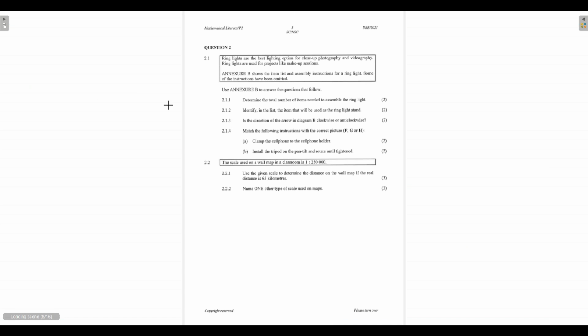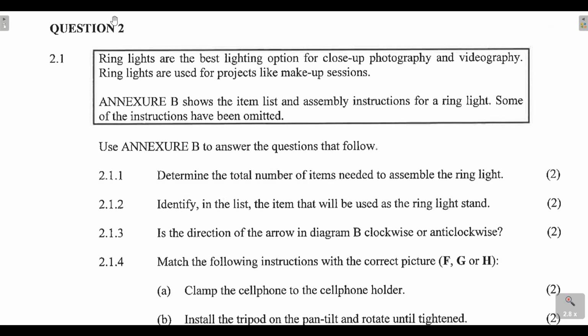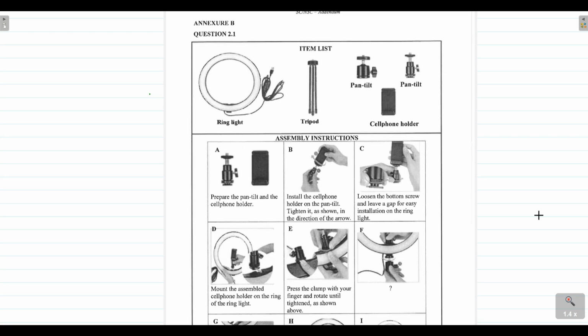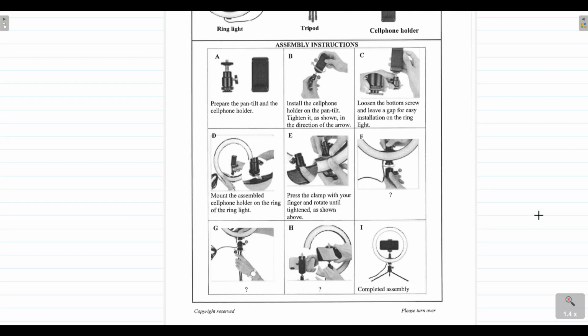All right, so that is it for today's video tutorial. In the next video tutorial, guys, we are going to be tackling question 2. And question 2.1 deals with assembly. Okay, so this is a nice fun question.